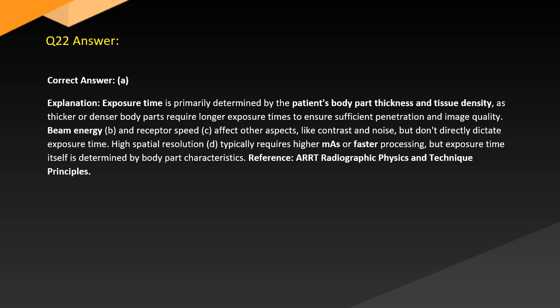Answer. Correct answer: A. Explanation. Exposure time is primarily determined by the patient's body part thickness and tissue density, as thicker or denser body parts require longer exposure times to ensure sufficient penetration and image quality. Beam energy, B, and receptor speed, C, affect other aspects like contrast and noise but don't directly dictate exposure time. High spatial resolution, D, typically requires higher mAs or faster processing. Exposure time itself is determined by body part characteristics. Reference: radiographic physics and technique principles.